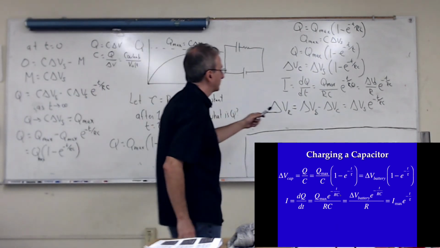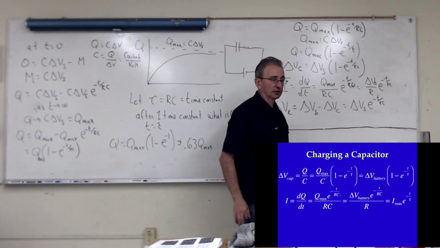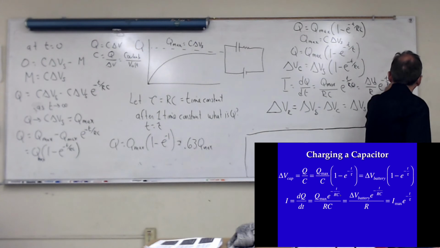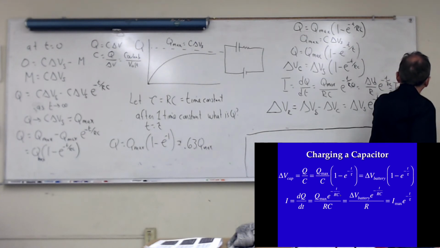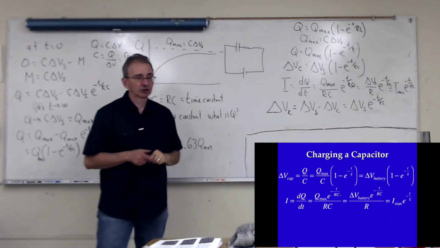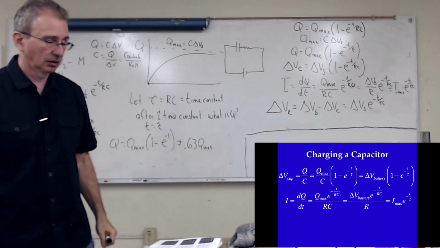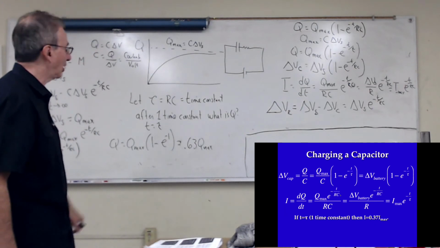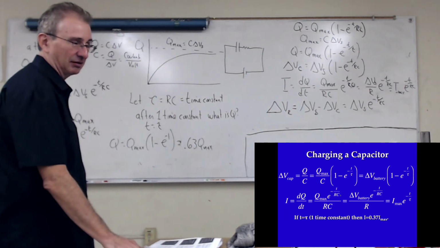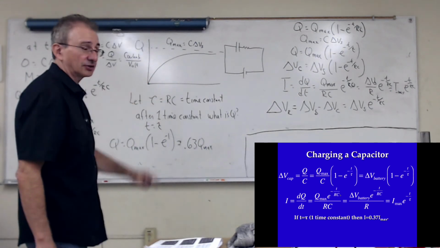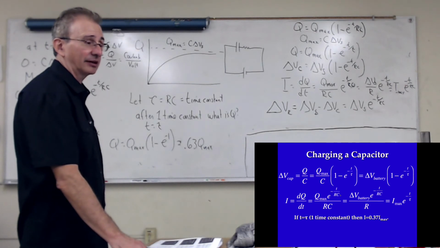So this delta V sub S over R is basically the maximum current in your circuit. So we can call this I max. Once you know this, you can figure everything out very easily just from knowing Kirchhoff's laws and Ohm's law, and also knowing that I is dq dt. After one time constant, the current is 37% of its maximum value.